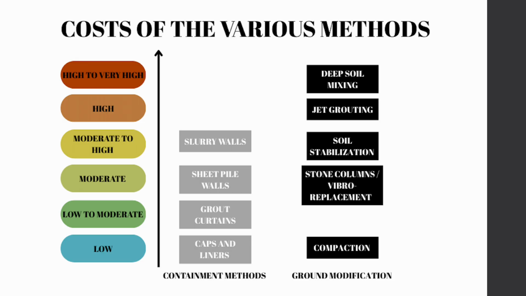On the ground modification side, compaction is the most cost-effective and falls into the low category. Stone columns or vibro replacement and soil stabilization fall around the moderate to high range. And finally, jet grouting and deep soil mixing are the most expensive, landing in the high to very high category due to the specialized equipment and complexity involved. This breakdown helps decision makers choose the most appropriate method, not only based on technical performance, but also on budget.